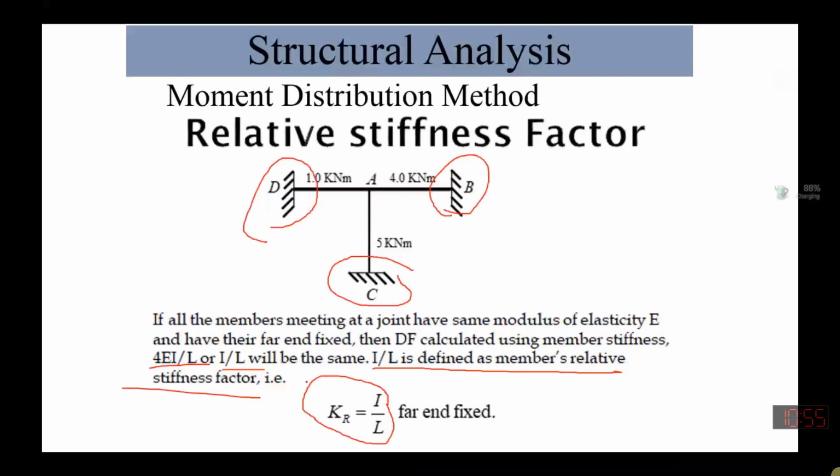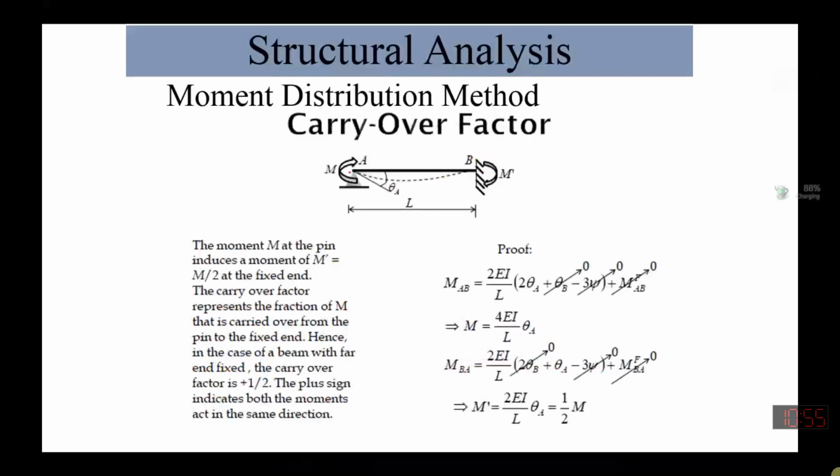Then comes the carryover factor. This is the second, most important term we should remember for the moment distribution method. The carryover factor is a factor through which moment is carried over from one end of the span to the other end of the span. This is the pure definition, you should remember that. How much moment can be carried over from one end of the beam to the other, far end of the beam?